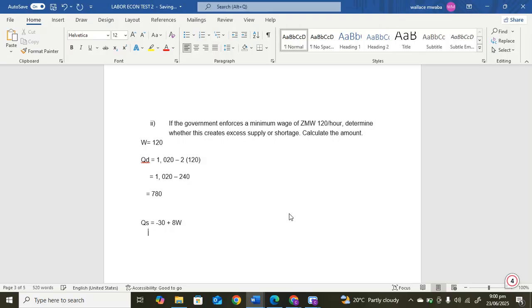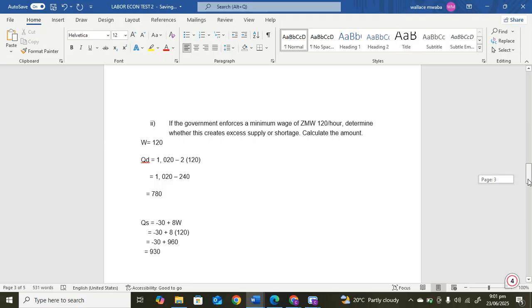So where there's W, substitute it with 120. Negative 30 plus 8 times 120. That's 960. Negative 30 plus 960, that is 930.